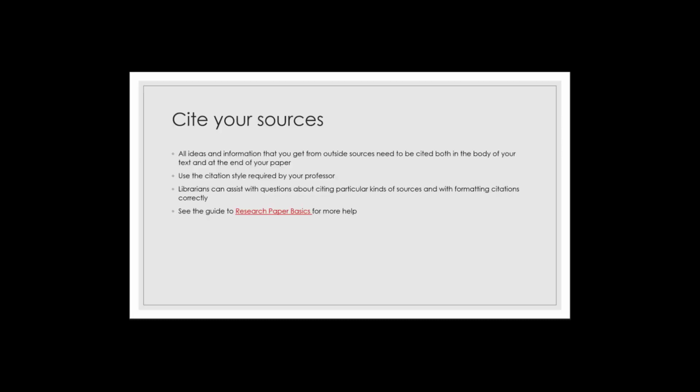Now let's say that you've got some resources. Now what? Well, first I have to remind you that you need to cite your sources. All ideas and information that you get from outside sources need to be cited both in the body of your text and at the end of your paper. You should always use the citation style required by your professor, whether it is APA style, MLA style, or another style. Luckily, librarians are available to assist you with questions about citing particular kinds of sources and with formatting citations correctly in any style. You can also visit the guide to Research Paper Basics for more help.